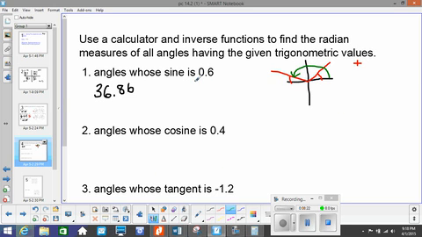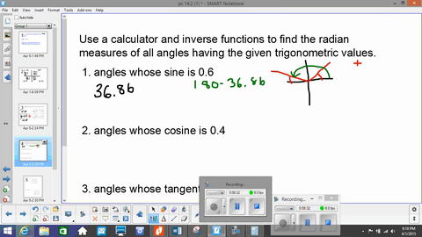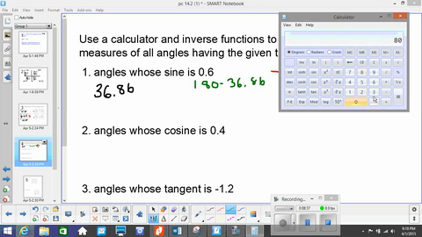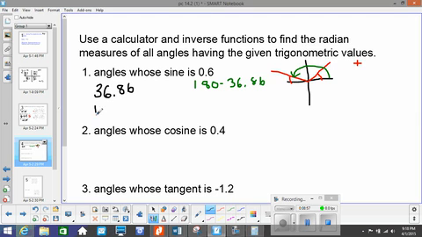So that is actually going to be 180 minus 36.86. So let's use our calculator on that. 180. Oops, let's try that again. 180 minus 36.86. And I get 143. So my other angle is 143.14.